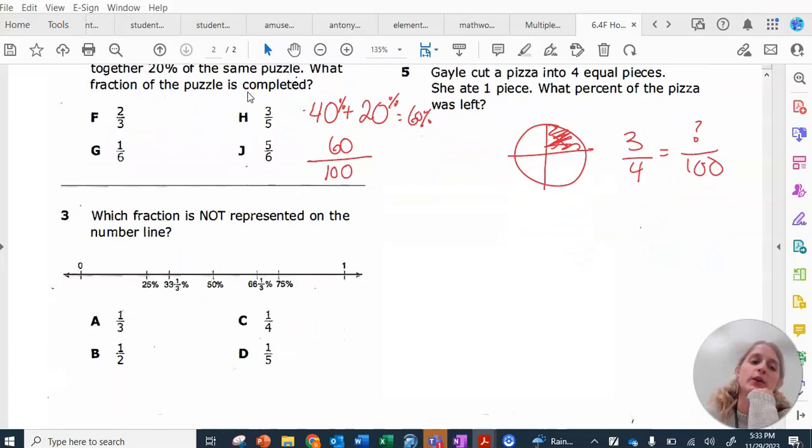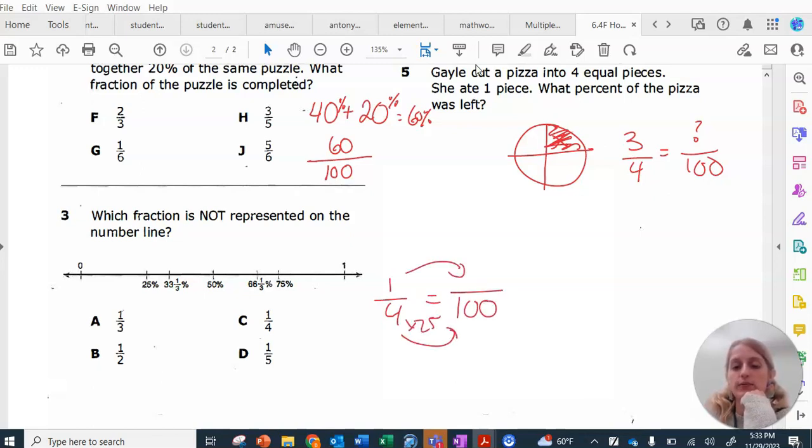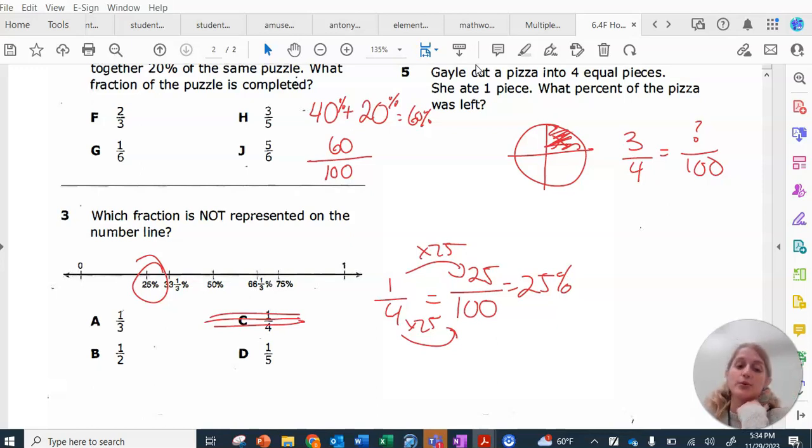And last but not least, which fraction is not represented on this number line? So you need to take each fraction, like let's say I took C, and I said, 1/4. 1/4 is what percentage? 4 25s makes 100. So this is 25%. Ooh, 25% is right here on the number line, so this is not my answer choice because it is on my number line. I'm looking for a percent that is not one of these numbers. So check all your other answers. The one that you're like, oh, I don't see that. That's your answer. And we're done.